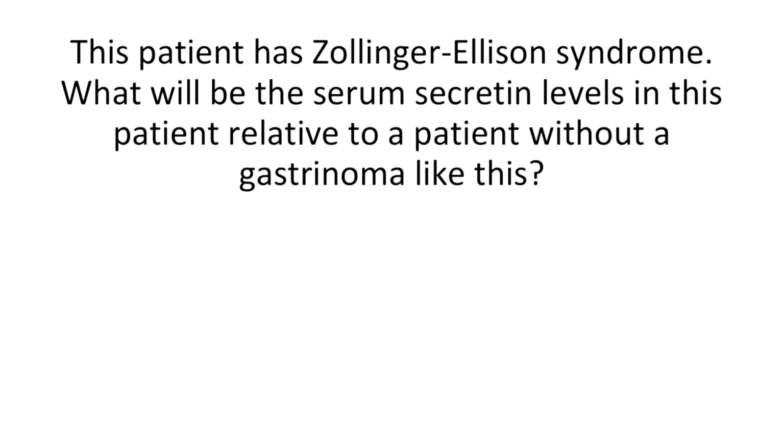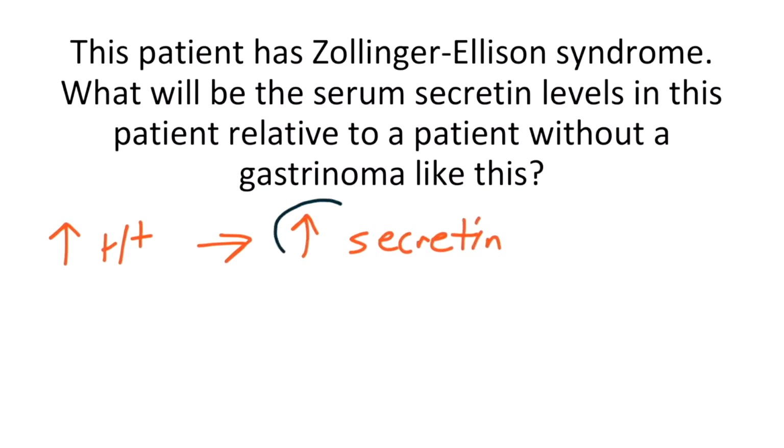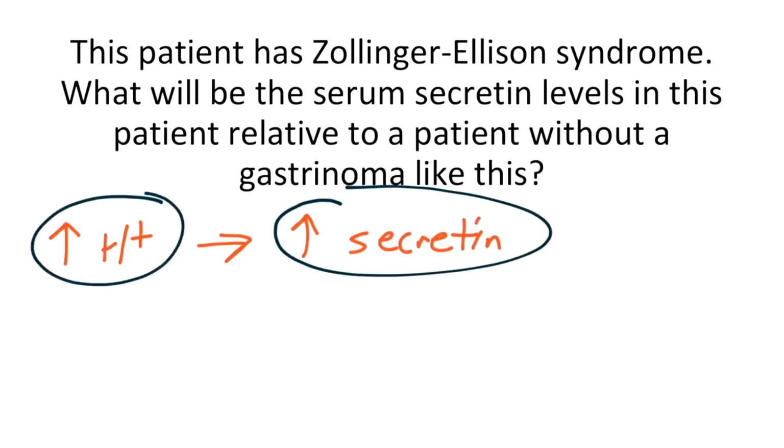If we were to extend the question, we could ask, this patient has Zollinger-Ellison syndrome. What will be the serum secretin levels in this patient relative to a patient without a gastrinoma such as this? Now, all of the acid from the parietal cells will cause hypersecretion from the S cells. In other words, increased acid will lead to increased secretin secretion. So there will be a higher level of secretin to try to balance out the higher level of acid. So this gastrinoma will have higher levels of serum secretin than a healthy patient without gastrinoma.